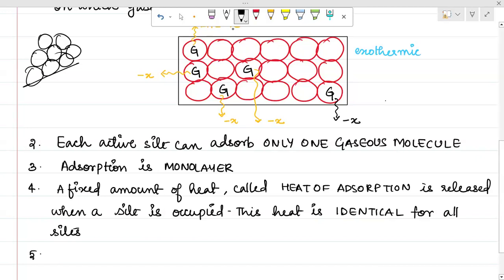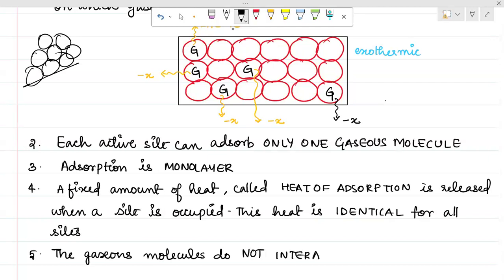Fifth postulate. The gaseous molecules do not interact with each other. I think that does not need any explanation. So if there is a gas moiety which is being adsorbed on the solid, the only attraction is between the gaseous molecule and the solid. There are no interactions between these two gaseous molecules.